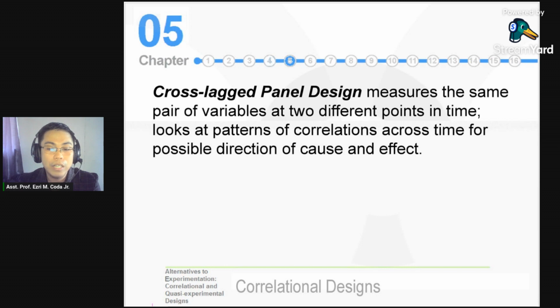Kung may possible direction ba of cause and effect, again, may cause and effect naman. Kasi itong si cross-lagged panel design is related ito kay path analysis. Maaaring maraming variables yung pwedeng pinag-aaralan sa cross-lagged panel design, kaya mas epektibo yung path analysis kaysa sa multiple regression. I hope that is clear.